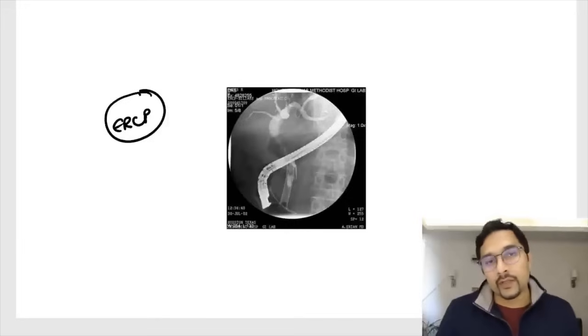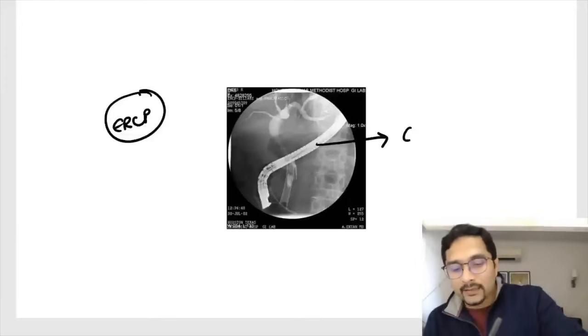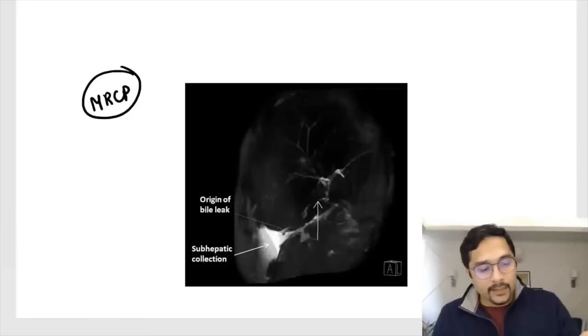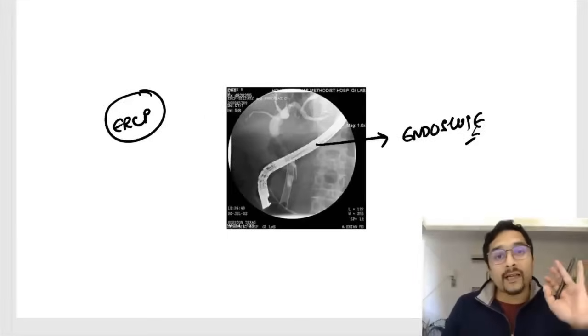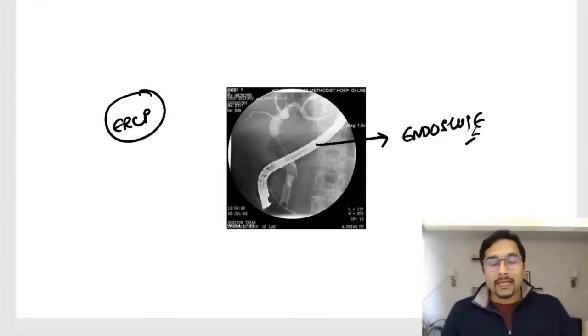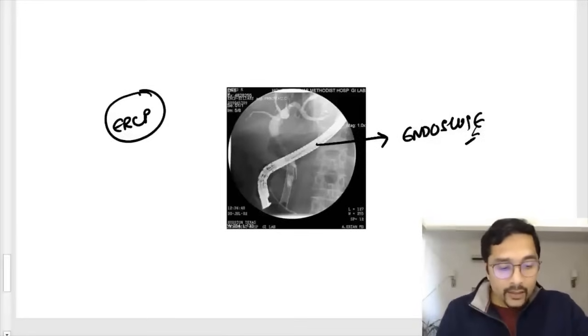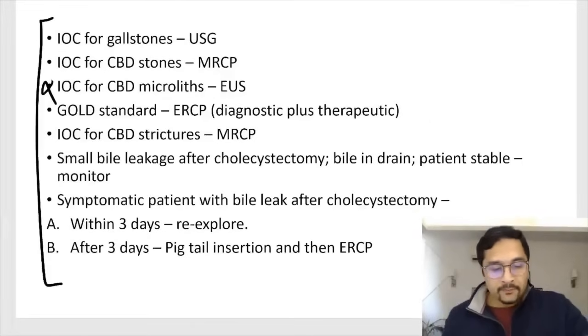So, how do we differentiate the two? In ERCP, you will always see the endoscope in the image. In MRCP, you are not seeing the endoscope. And ERCP is both diagnostic and therapeutic, whereas MRCP is just diagnostic.